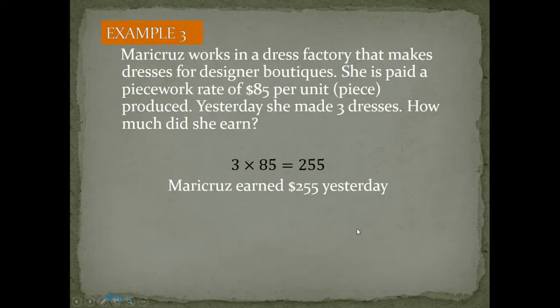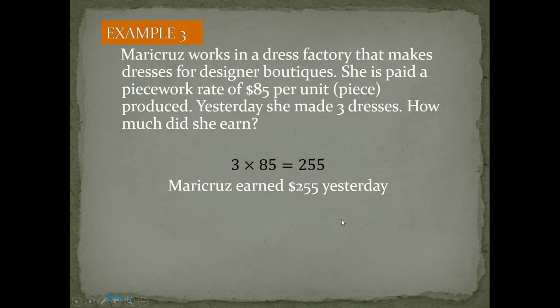Okay, so now our next example. Maricruz works in a dress factory that makes dresses for designers and boutiques. You might see this on some of the shows you watch, where they make specific wedding dresses and they're selling per item. That's what this is kind of talking about. So she is paid a piecework rate. If you're getting paid per product, this is called a piecework rate, and she's getting paid $85 per unit, per piece.